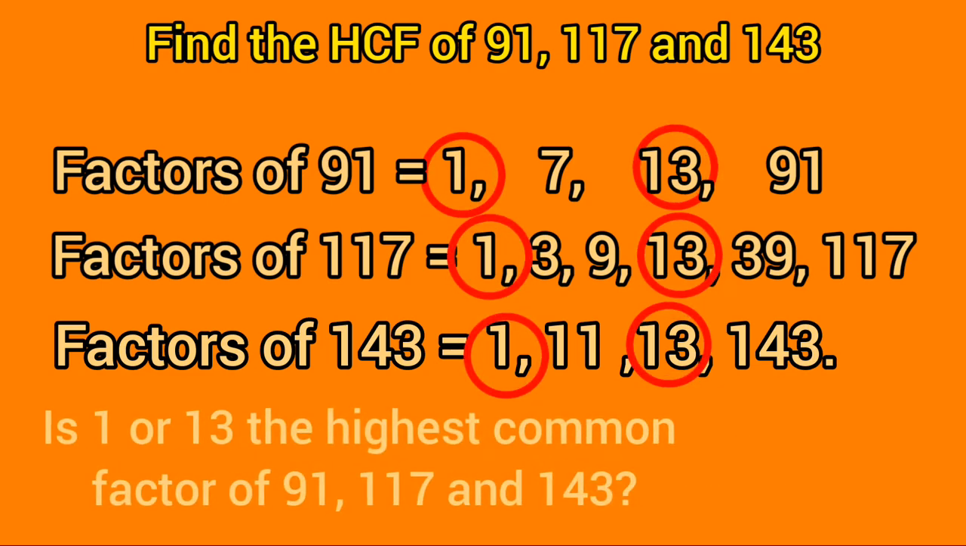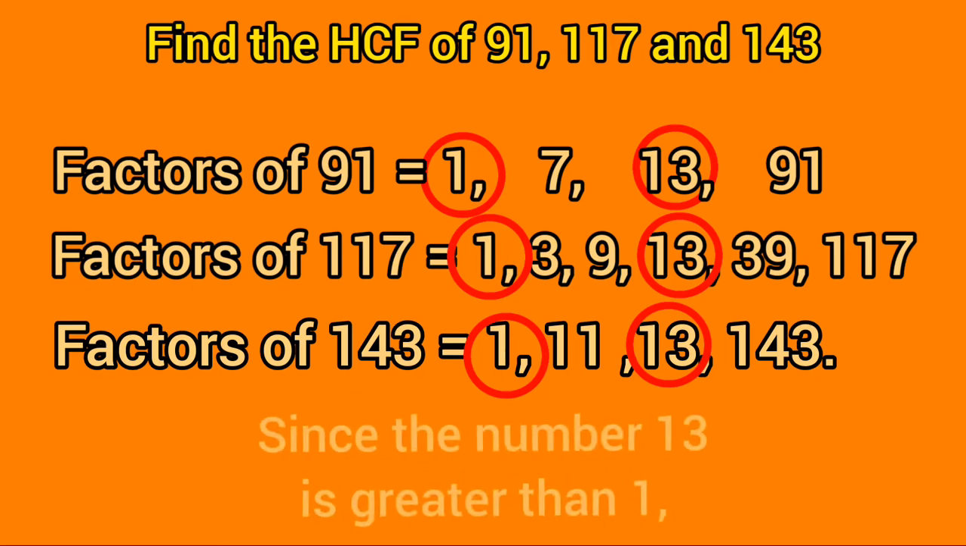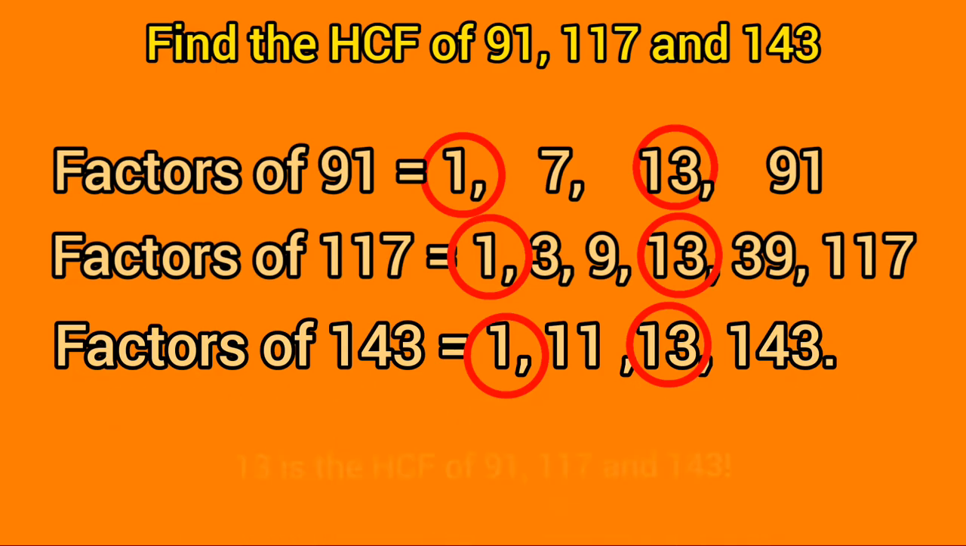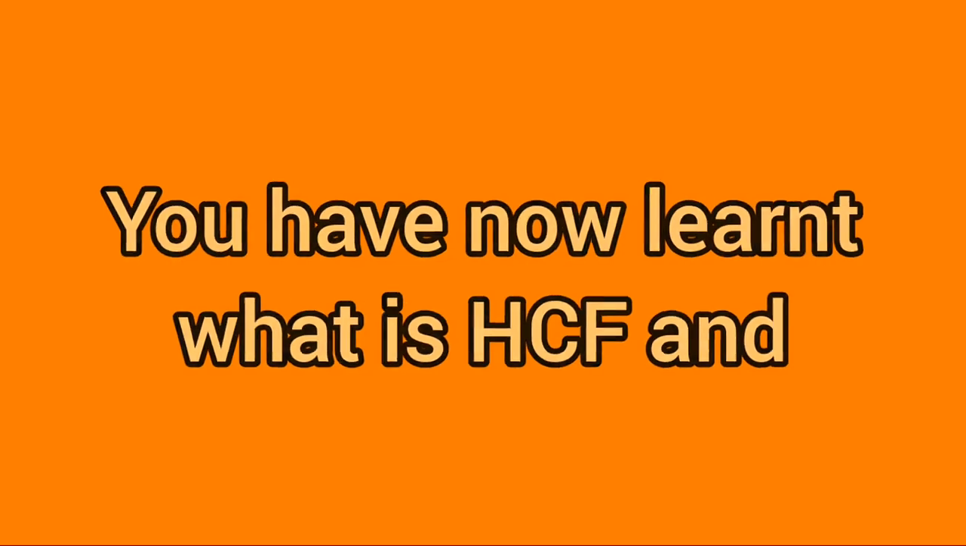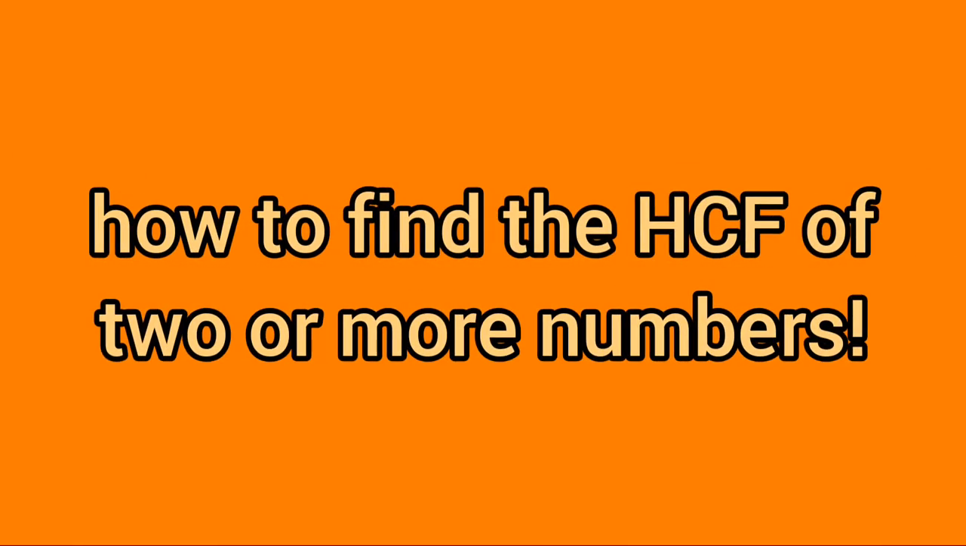Now, is 1 or 13 the highest common factor of 91, 117 and 143? Okay, since the number 13 is greater than 1, 13 will be considered as the highest common factor of 91, 117 and 143. Okay, great. You have now learned what HCF is and how to find the HCF of two or more numbers.